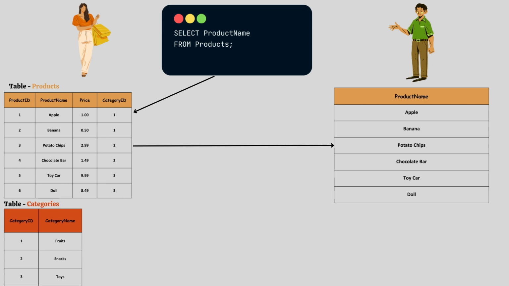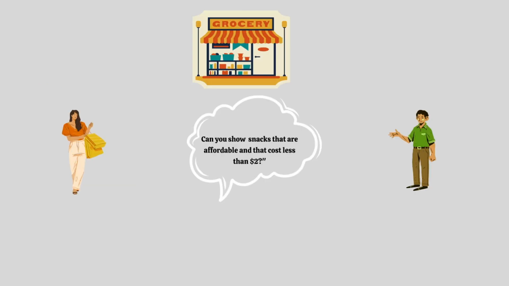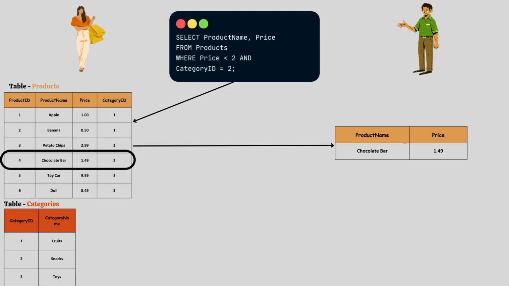Now, let's say you're looking for snacks that are affordable and that cost less than $2. So, you'll ask Chris SQL to select product name and price from the products table where price is less than 2 and category ID is 2. Now, Chris returned with just the chocolate bar as it was the only item that met both conditions. Number 1, the price is less than $2, and number 2, the category ID is equal to 2, which corresponds to the snacks category.